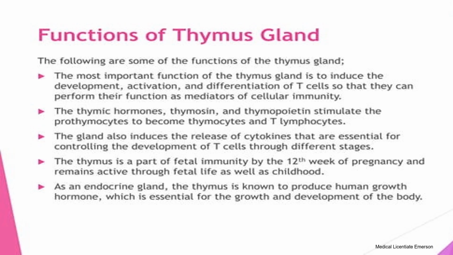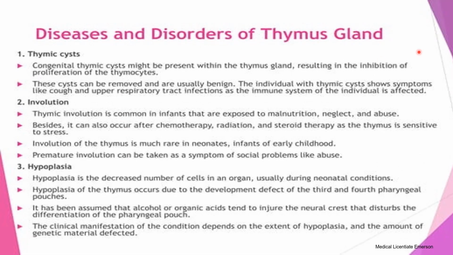Then, in terms of diseases of the thymus gland, we have what we call thymic cysts, where we have congenital thymic cysts which might be present within the thymus gland, resulting in the inhibition of proliferation of the thymocytes. These cysts can be removed and are usually benign. Individuals with thymic cysts show symptoms like cough and upper respiratory tract infections, as the immune system of the individual is affected.